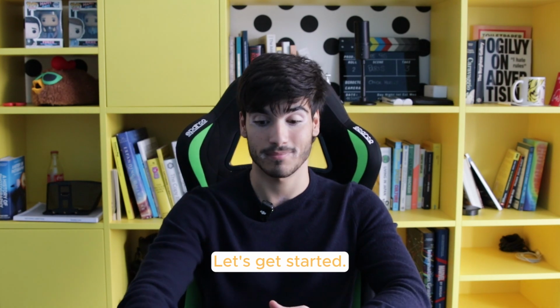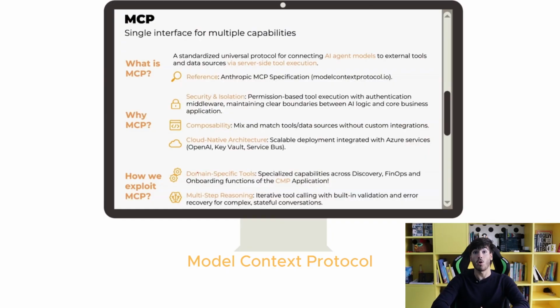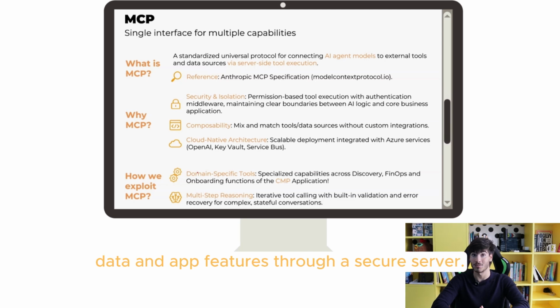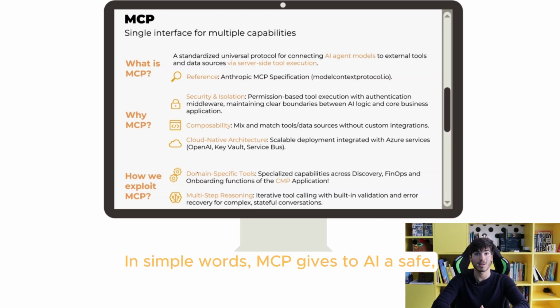Let's get started. Model Context Protocol, or MCP, is a universal standard that lets AI use tools, data, and app features through a secure server. In simple words, MCP gives AI a safe, clear, and predictable way to use selected parts of our application.